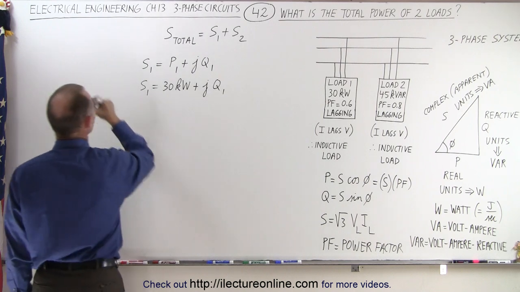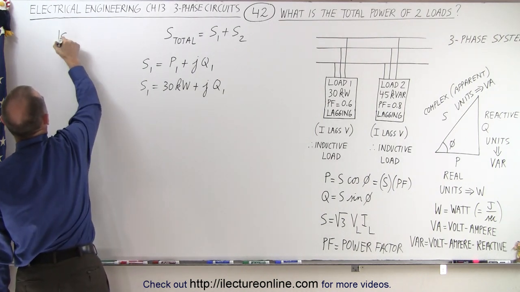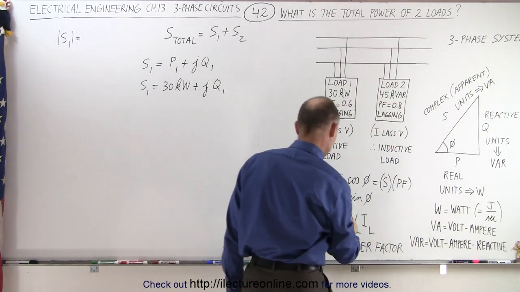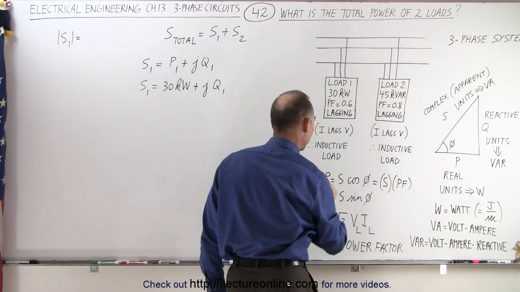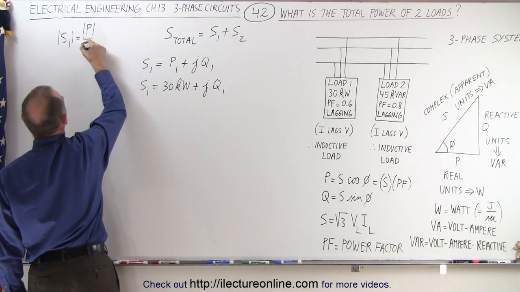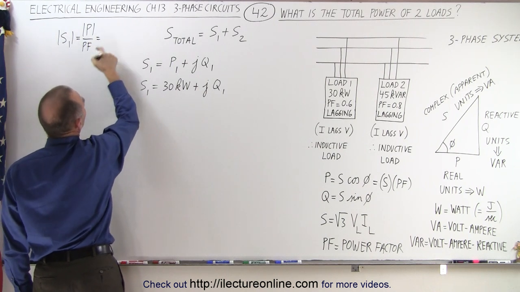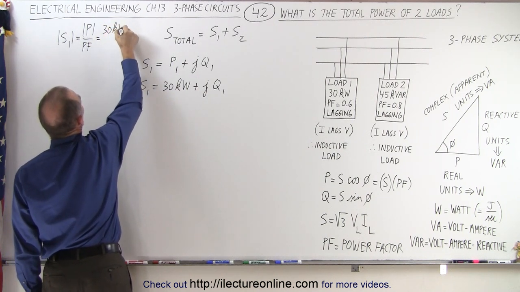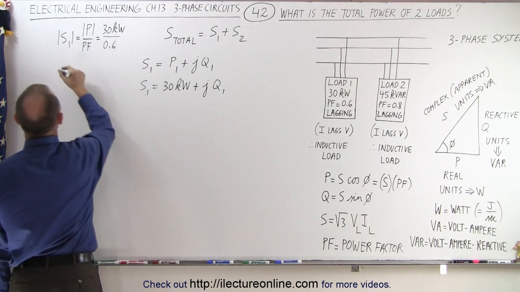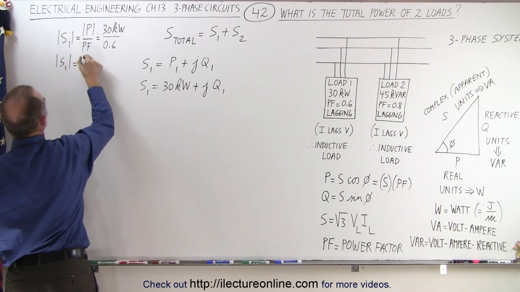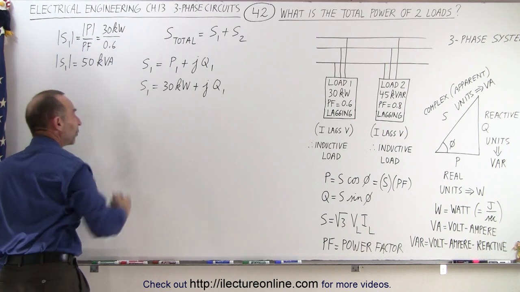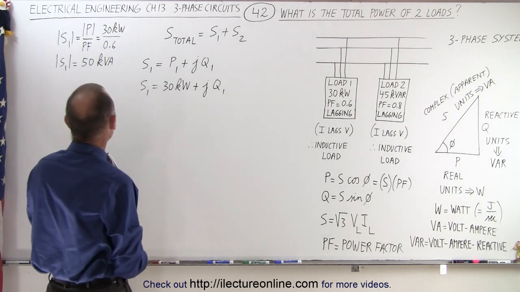So the magnitude of S1 would be P divided by the power factor. So that would be equal to the magnitude of P divided by the power factor. In this case, P is 30 kilowatts, and the power factor is 0.6. And so that means that S1 is equal to 50 kVA. We could write watts, but technically speaking, we should write it as VA.